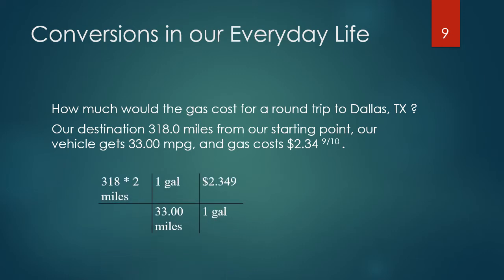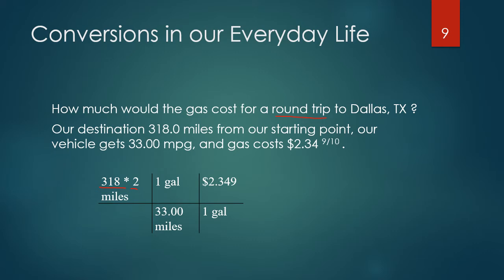So how do we do the problem? Well, you start with the distance. So we're going to start with 318 miles. Notice we're multiplying it by 2. This is because Dallas is 318 miles away, but the question is asking for a round trip. So we need to come back as well. So it would be twice the distance. So 2 times 318.